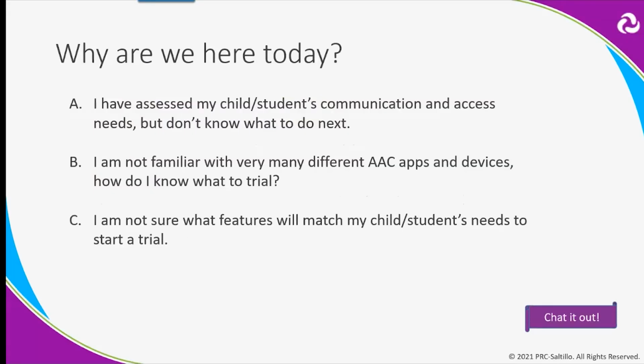So why are we here for part 3? If you could chat out in the window A, B, C, what brought you here today? Is it that you've assessed your student or your client, or your child's been assessed for communication and access needs, but now what do we do next? Is it that I'm not familiar with very many AAC apps or devices, and I'm not sure what I should be trialing? Or is it I'm not sure what features will match my student or my client or my child so that I can start a trial? Or is it a combination, or I need a refresher?